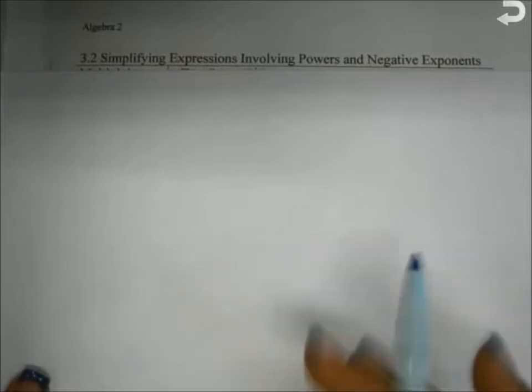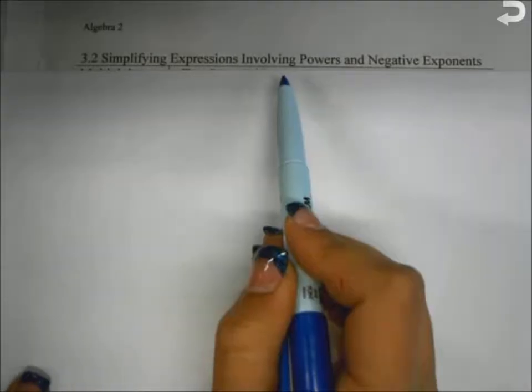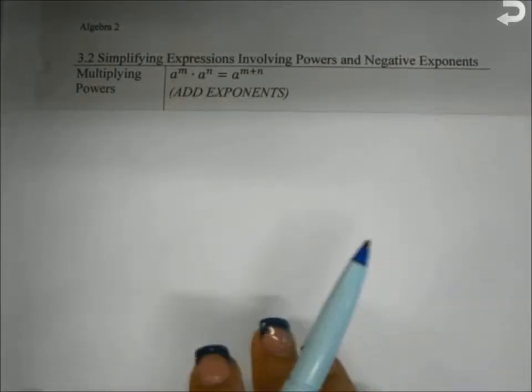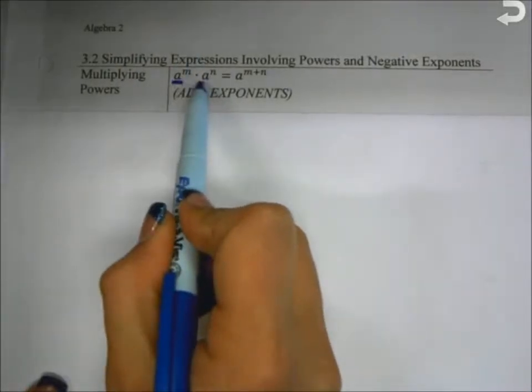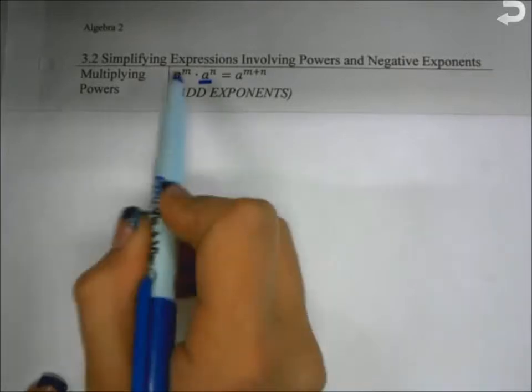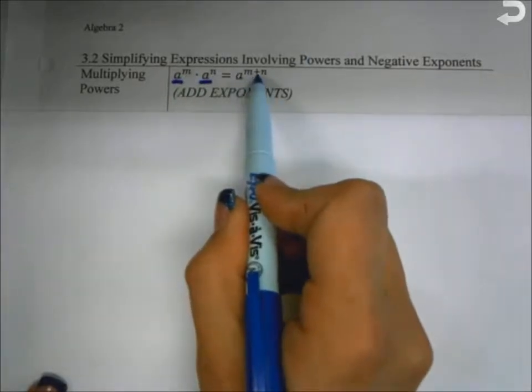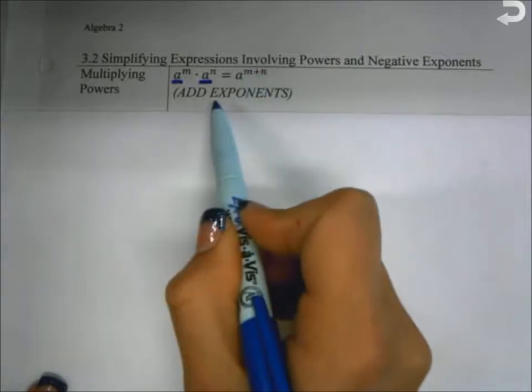Section 3.2 is simplifying expressions involving powers and negative exponents. This is review from Algebra 1, so we're just going to really quickly go over the rules of exponents again. When we are multiplying powers, so we have two bases that are the same, but the exponents are different, we keep the base, and then we add the exponents.